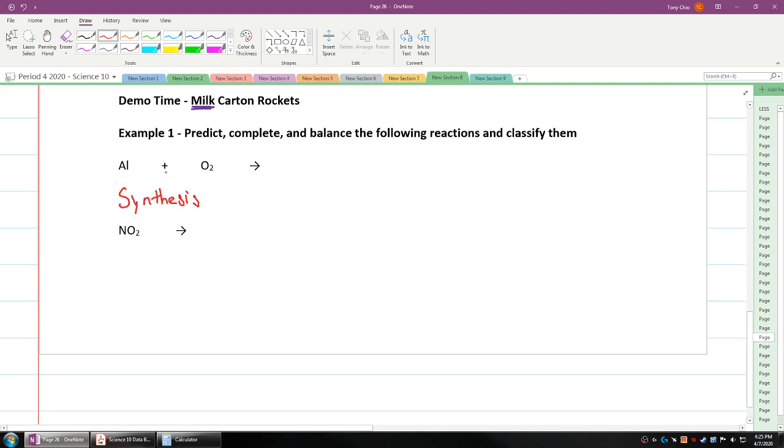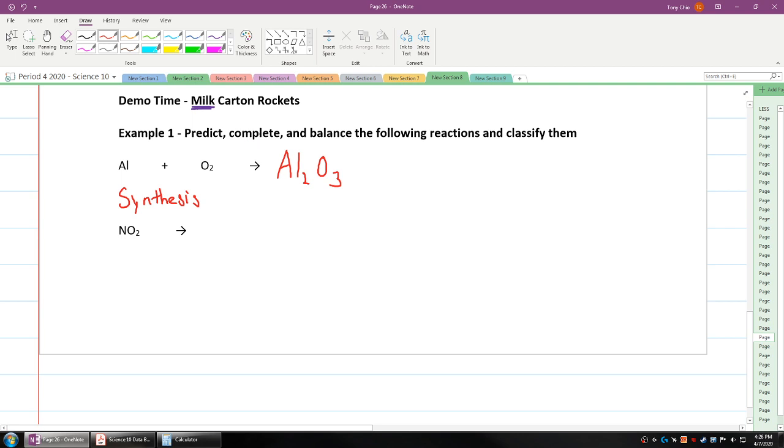So what must a synthesis reaction form? It will always form a compound. Because aluminum is a metal and oxygen is a non-metal, you're going to form an ionic compound, which means you have to balance the charges. Aluminum has a charge of +3. Oxygen has a charge of -2. If you complete your LCD reaction, you're going to find that this reaction forms Al2O3. So now we predicted it, so it's got to be a synthesis reaction.